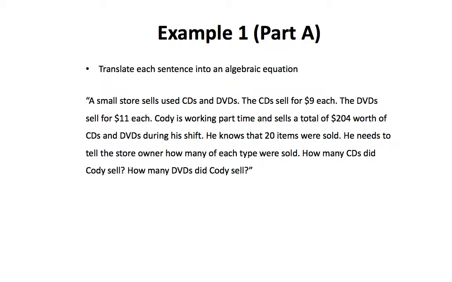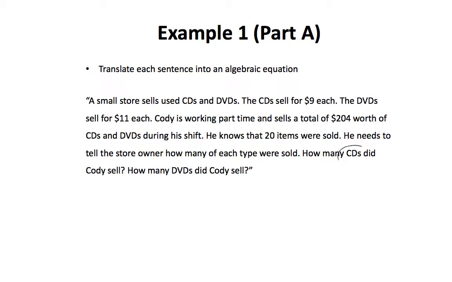The CDs sell for $9 each. The DVDs sell for $11 each. Cody is working part-time and sells a total of $204 worth of CDs and DVDs during his shift. He knows that 20 items were sold. He needs to tell the store owner how many of each type were sold. How many CDs did Cody sell? How many DVDs did Cody sell?